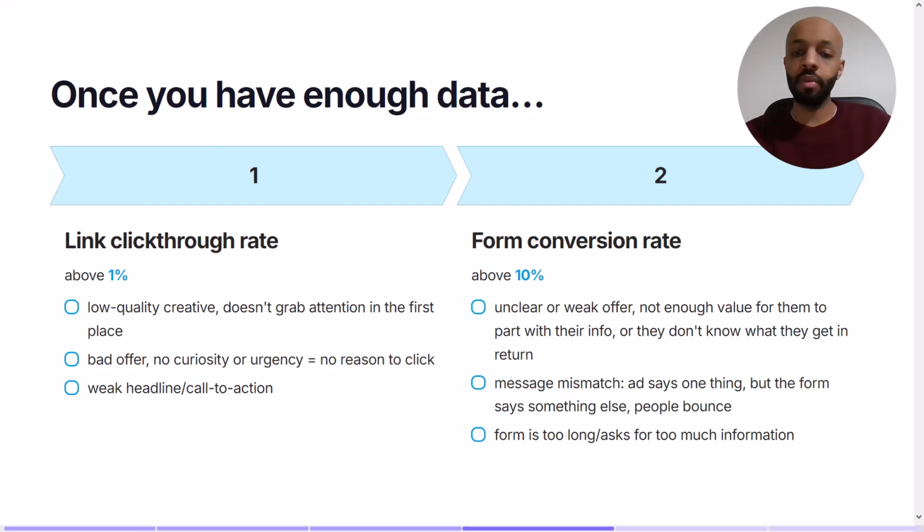So that's your link click-through rate. And your form conversion rate, you want that to be above 10%. Again, this is all if your cost per lead isn't good. If you're happy with the cost per lead, and obviously you're happy with the quality of leads on the back end, then you don't need to worry about any of this.